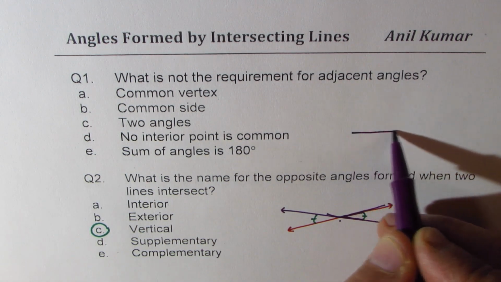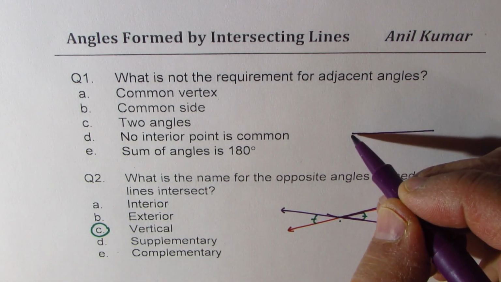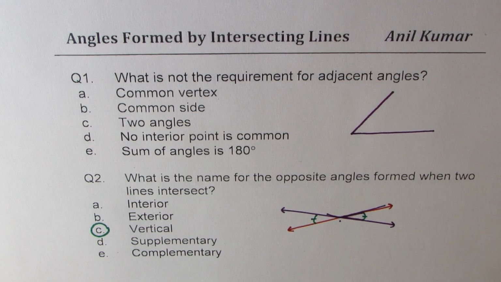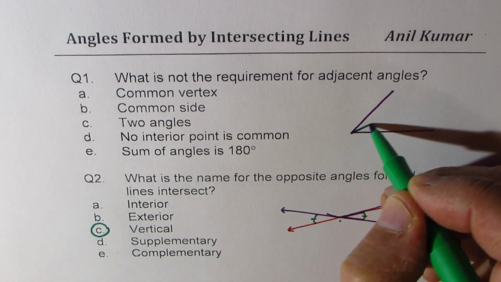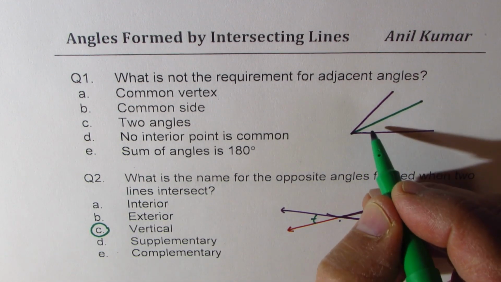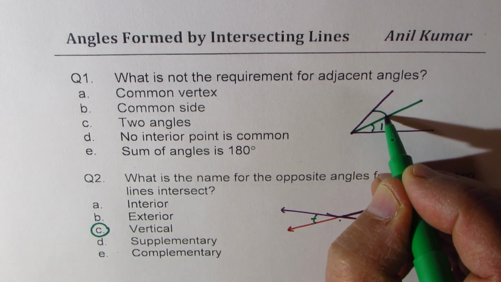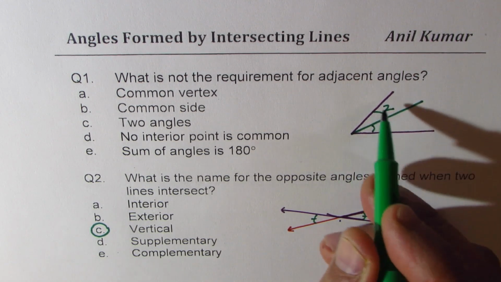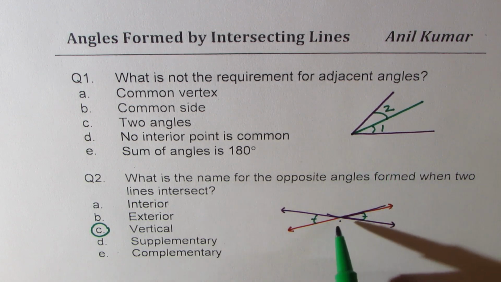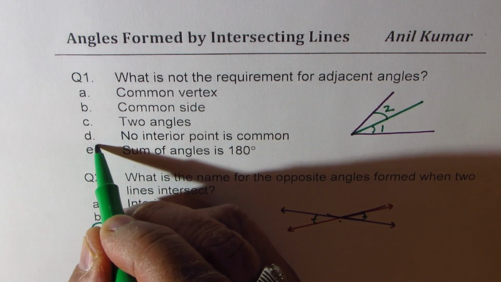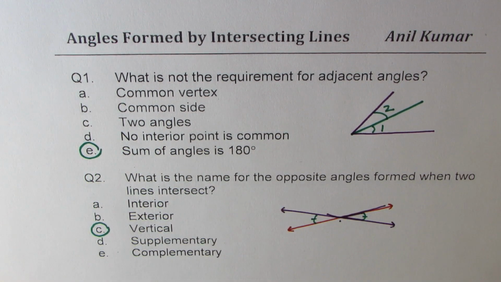They should have a common vertex, kind of like this. Now, if I have these two angles as adjacent angles, so we can say angle 1 and angle 2 are adjacent. Now you can see that they need not be 180 degrees, right? So option E is the right option. Some of these angles may or may not be 180 degrees.